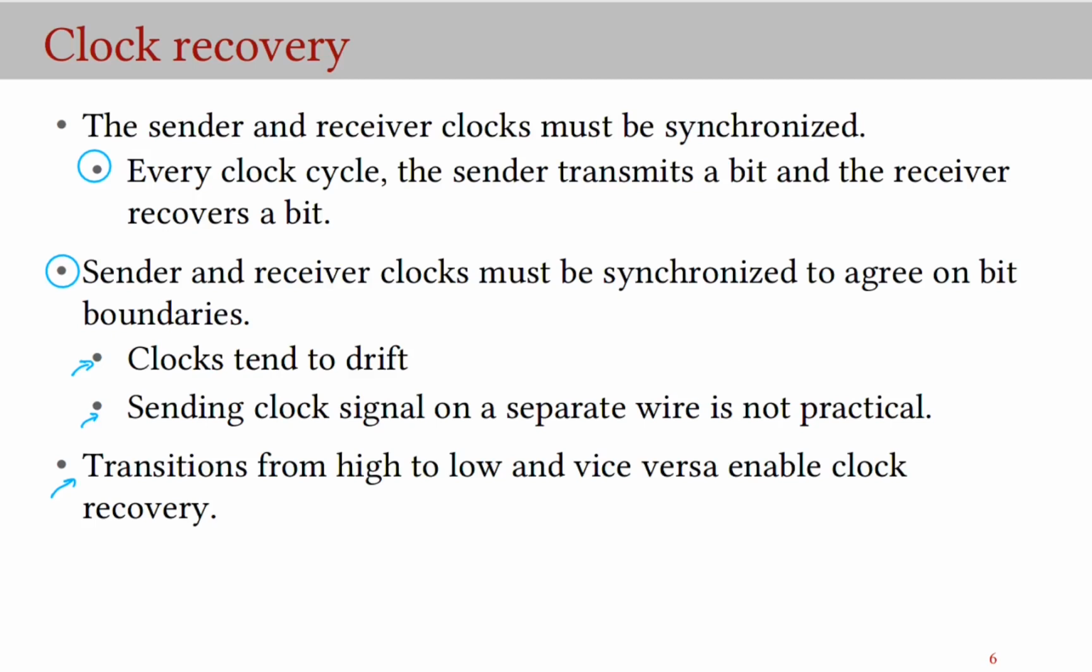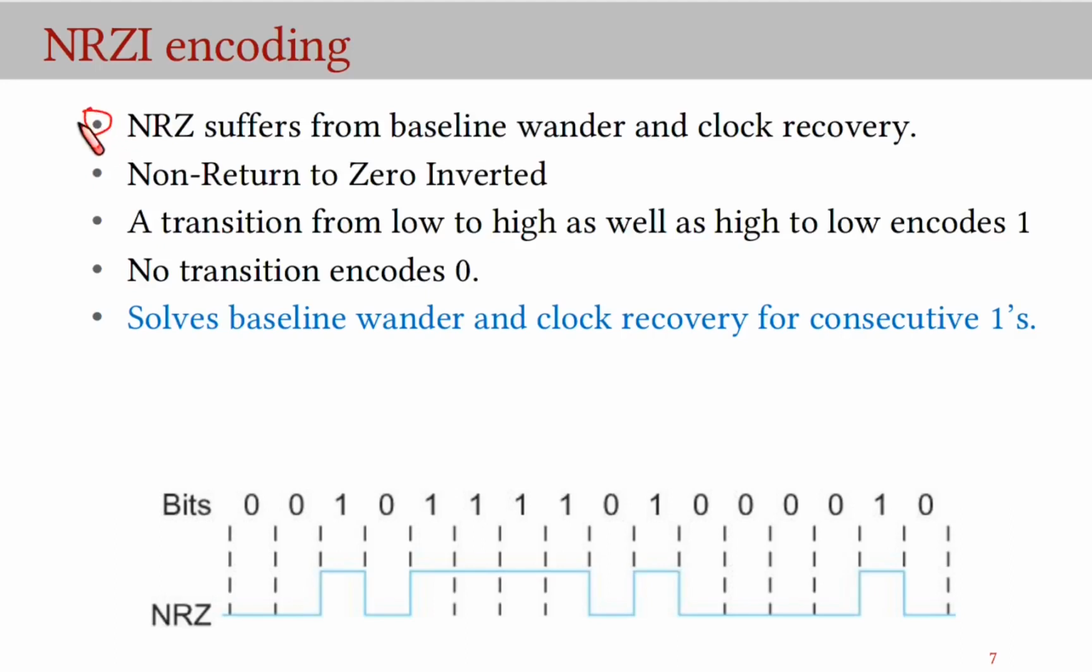When the clocks get out of synchrony, it may happen that the sender sends, let's say, 100 zeros, all consecutive, but the receiver may wrongly infer that 99 zeros were sent, or 101 zeros were sent. NRZ suffers from both baseline wander and clock recovery. NRZI encoding, which stands for non-return to zero inverted, is an improvement over NRZ.